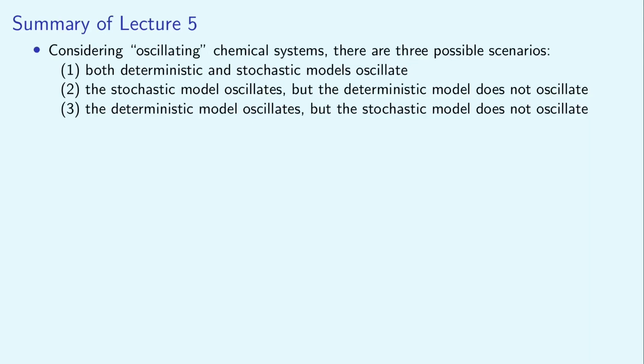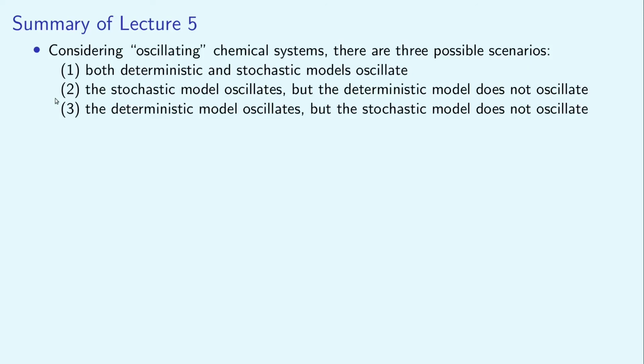This brings me to the end of lecture 5. Considering deterministic and stochastic modeling for chemical systems with oscillations, there are 3 possible cases. First, both deterministic and stochastic models can have oscillatory solutions. Second, the stochastic model oscillates, but the deterministic model does not oscillate, and vice versa. The cases 1 and 2 were illustrated in our examples in detail.